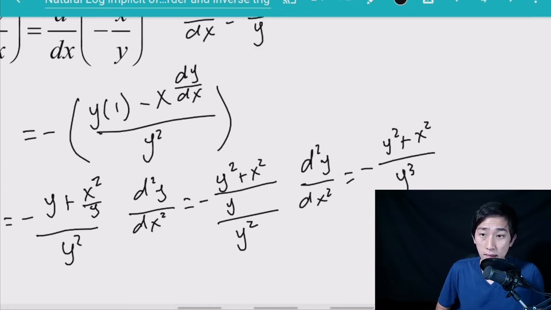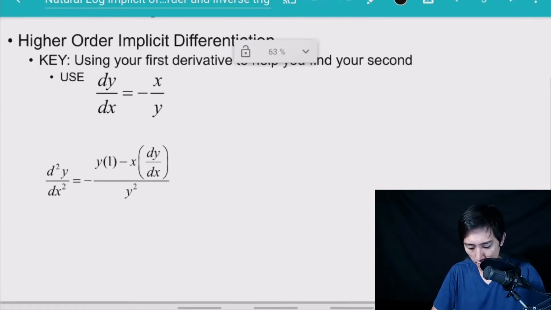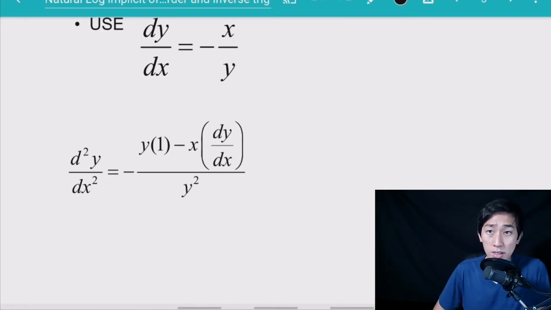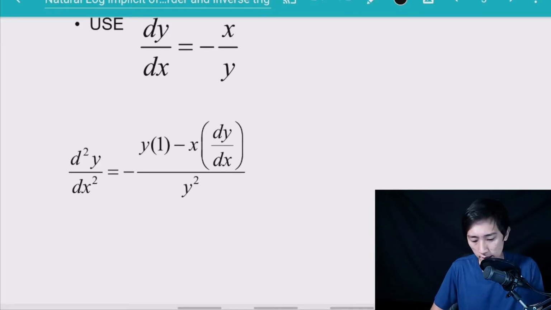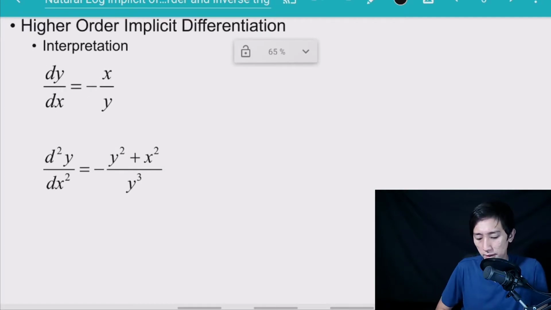And that's it. And that's our second derivative function. So let me make this a little bit nicer. Basically, this is what's going on. Again, all we're doing is we're saying if I'm taking the derivative, we're doing our low d high minus high d low, and we're using the fact that we know what dy over dx is, and that's negative x over y. And then from there, we just simplify.